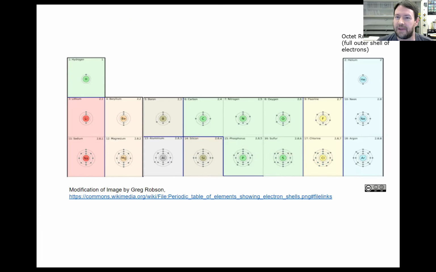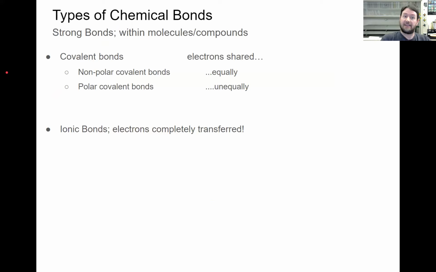Okay, I'm going to clear these annotations. I can go to the next slide. Okay, so chemical bonding. Chemical bonding is the result of atoms reacting. And there's basically 3 types of strong bonds that we're going to want to talk about. And these are the types of bonds that hold molecules or compounds together. And the 2 big categories are either covalent or ionic.